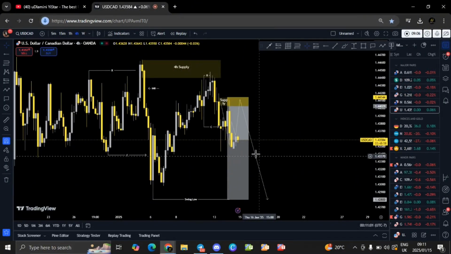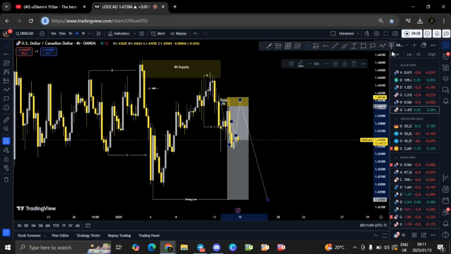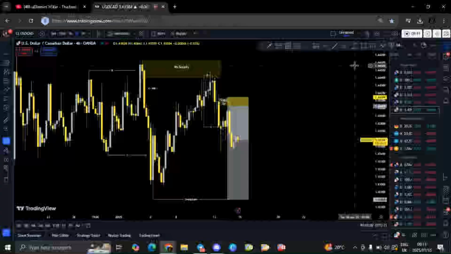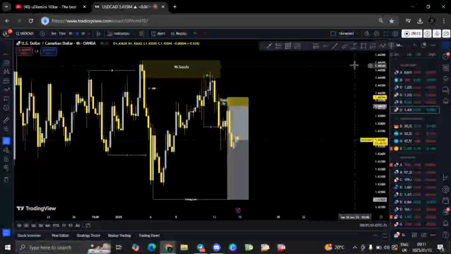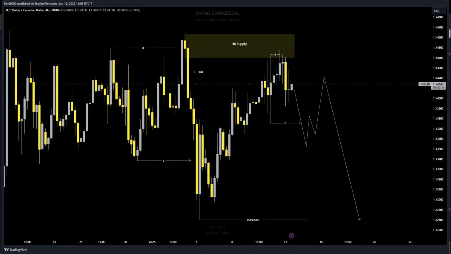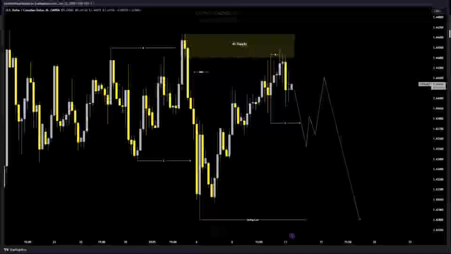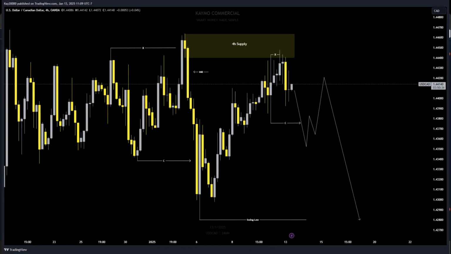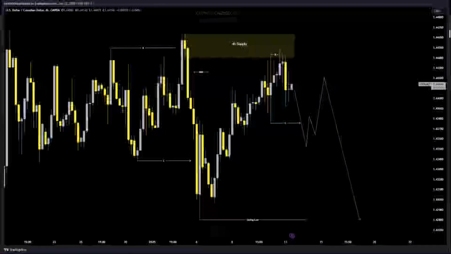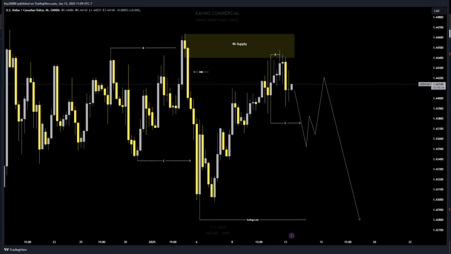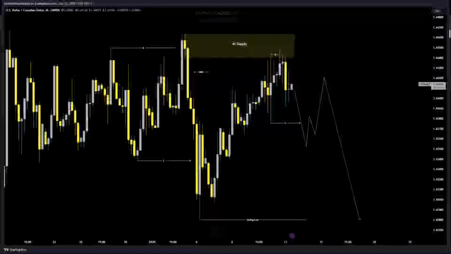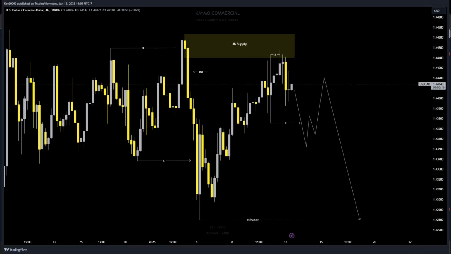So after we got tapped in at this point, I reanalyzed this pair and I sent the setup to the group. This is the second screenshot of USDCAD, showing that I said we're going to have a change of character, and then I'm going to enter off the zone that was formed after.